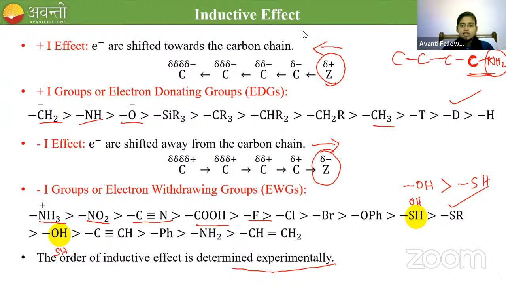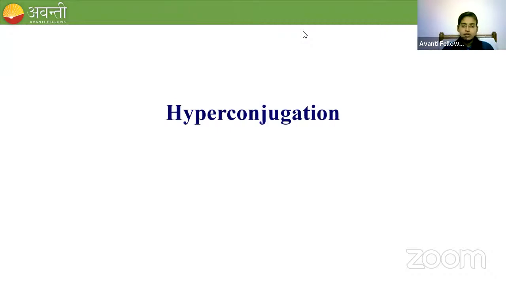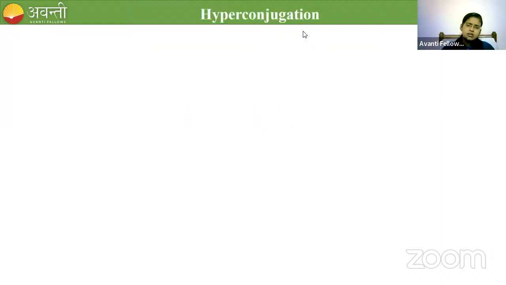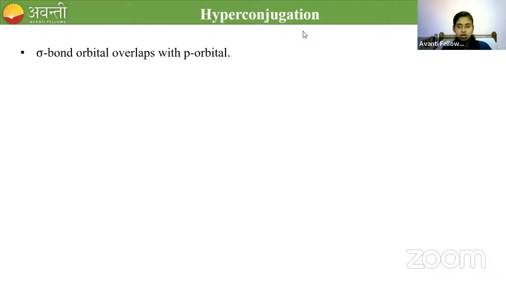Shall we go for the second effect? All right, now let's go for hyperconjugation. To give the definition of hyperconjugation in a very simple manner, it means helping. Now let's see who is going to help which element. Here the sigma bond orbital overlaps with the p orbital. The sigma bond forming orbital will be the hybridized one, so mostly an sp3 hybridized orbital will overlap with the p orbital. This is what happens in hyperconjugation.